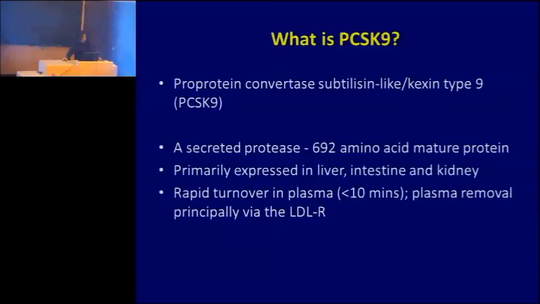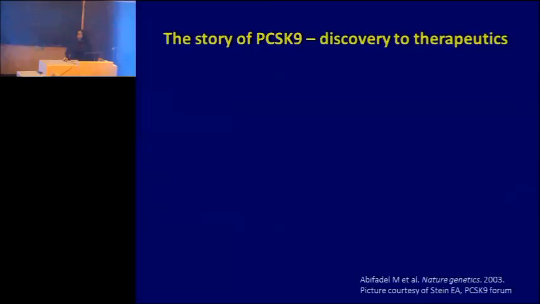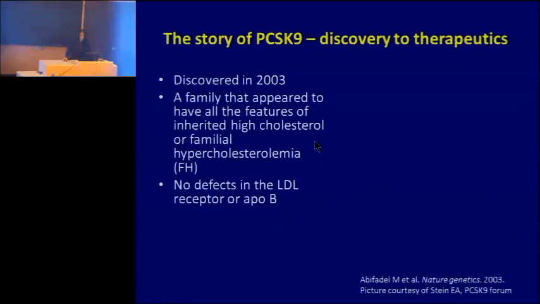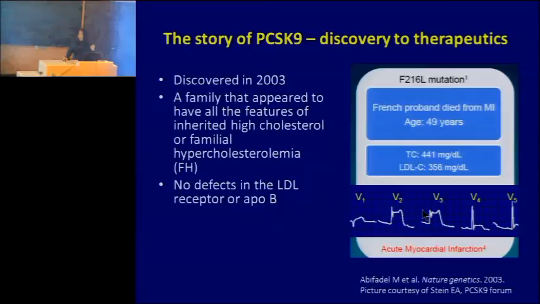So how did we even come to know about this molecule? This is relatively new. So in 2003, in a French family, there was a family which had all the features of the genetic hypercholesterolemics, the individuals with very high cholesterol, and these are the individuals who have premature myocardial infarctions in their 30s, 40s. They have the tendon xanthomas reminiscent of my patient, Don.